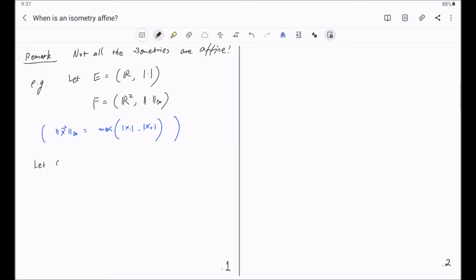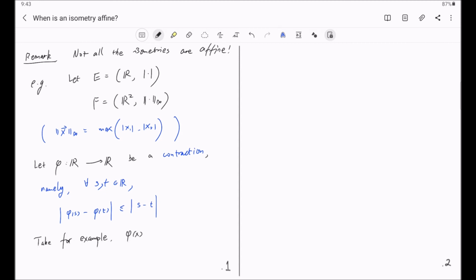Now let phi from the real line to the real line be a contraction. And by contraction, we mean for any s, t in R, we have the absolute value of phi(s) minus phi(t) is less than or equal to the absolute value of s minus t. Take, for example, phi of x equal to the absolute value of x. Then, by a well-known inequality, this is automatically true.